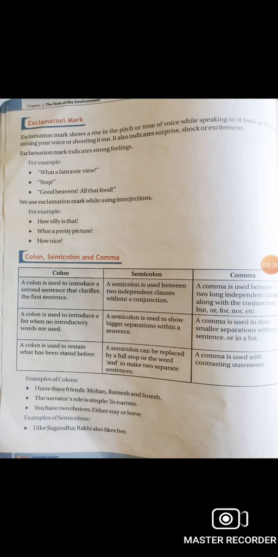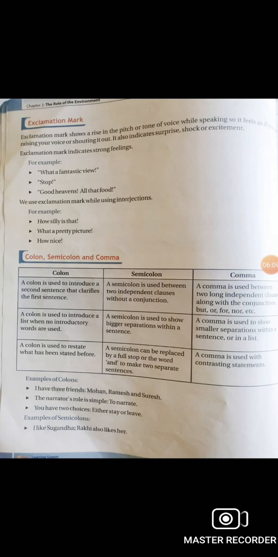Next, coming to semicolons. Students, we use a semicolon between two independent clauses. First of all, you must know what clauses are. A clause is a group of words which has a subject and a verb. It may be independent or dependent, but a clause always has a subject and a verb. A semicolon is used between two independent clauses. Independent clauses complete their sense without a conjunction.